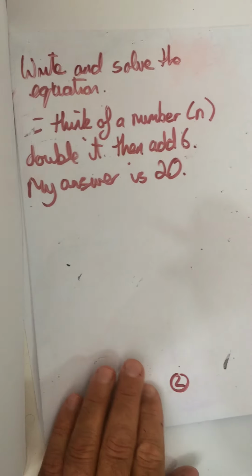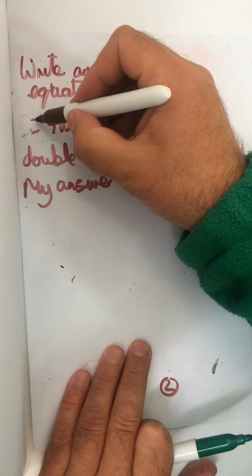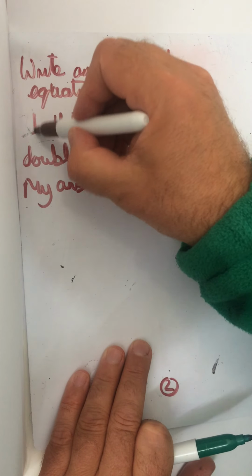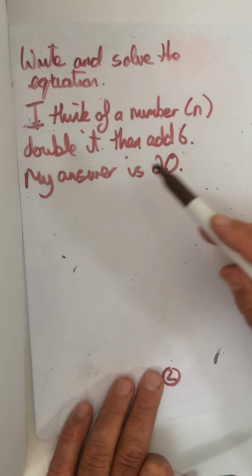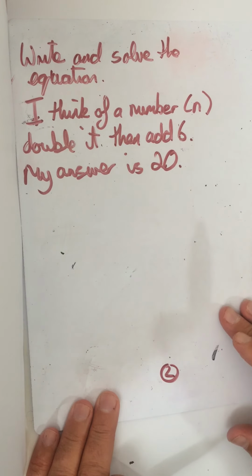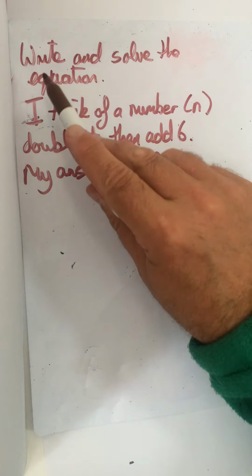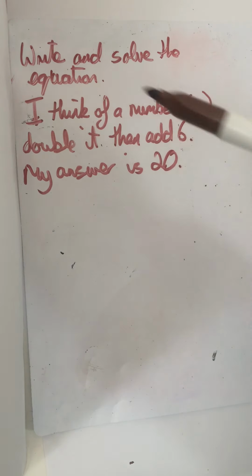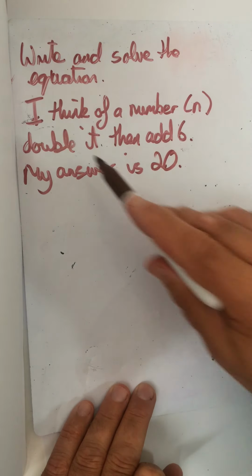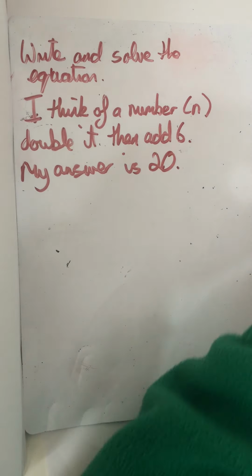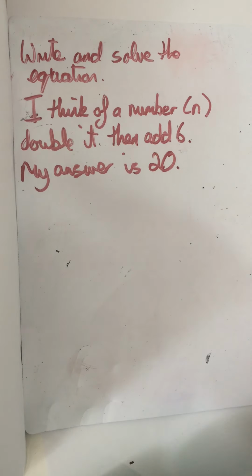All right. Let's have a look. Now the second part. Okay. The second part is to write and solve the equation. So I think of a number n, I double it, then add 6, my answer is 20. So it's asking us to write the equation first of all. So from this sentence, I can write an equation. I can think of a number n. So let's start off with n.